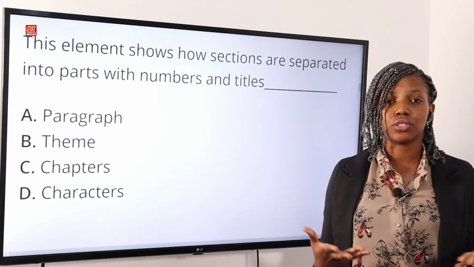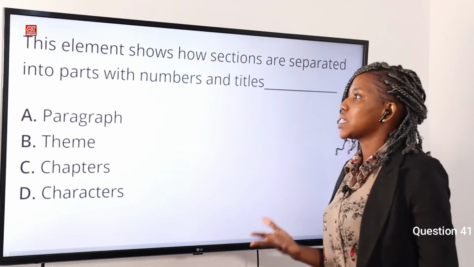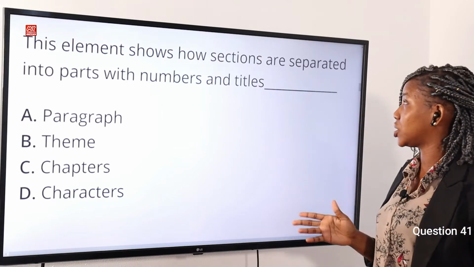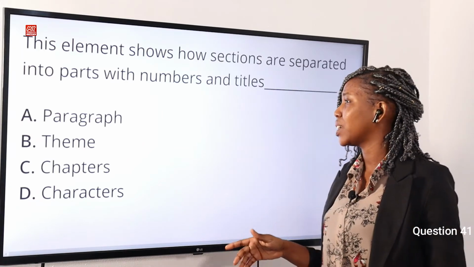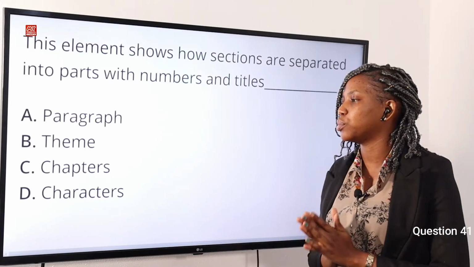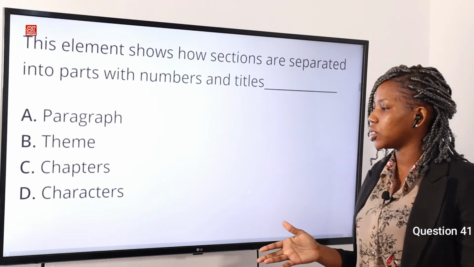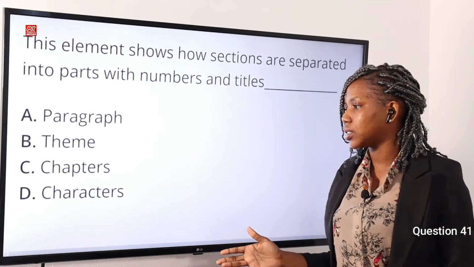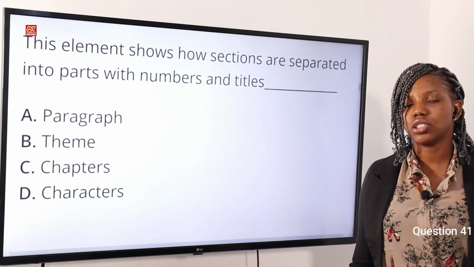Now moving on to question 41. This element shows how sections are separated into parts with numbers and titles. Option A, paragraph. Option B, theme. Option C, chapters. Option D, characters. The answer to this question is chapters.